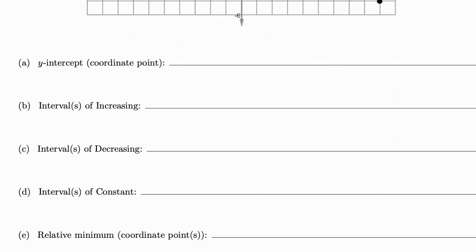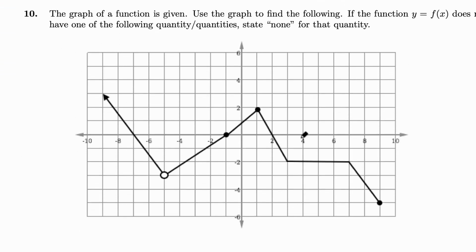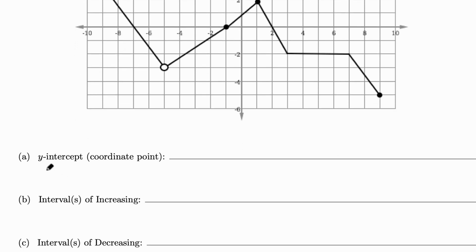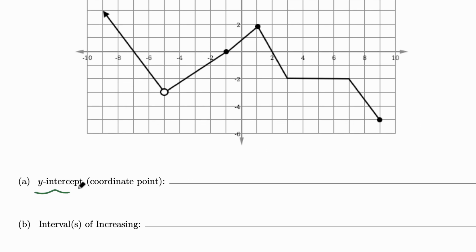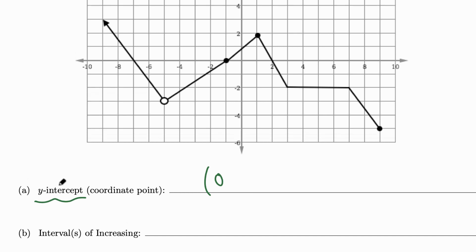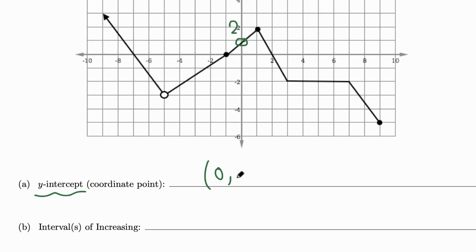Okay, let's do this as well, and then stop. So here is a graph. Now we need to answer a couple of questions. Y intercept means 0 comma y value, where the graph intersects the y axis. This graph intersects the y axis here, at 1. So it is 0 comma 1.